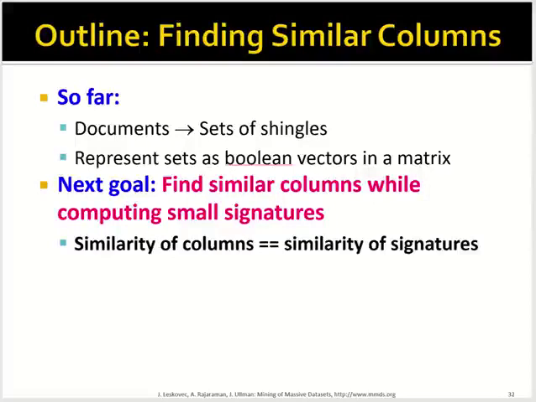This matrix can also be used for finding similar columns. For example, documents can be represented by shingles. Each set can be represented as a Boolean vector in this matrix. So the next goal is, how can we find the similar columns? Well, we compute with smaller signatures. In that case, we try to build up the relationship between the similarity of columns and the similarity of the signatures.